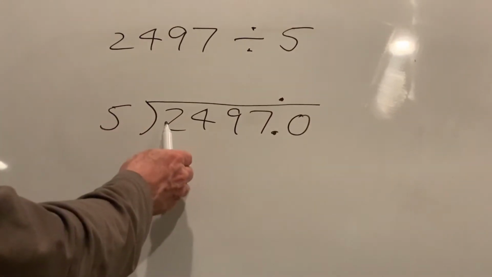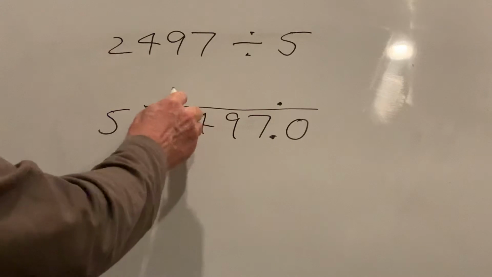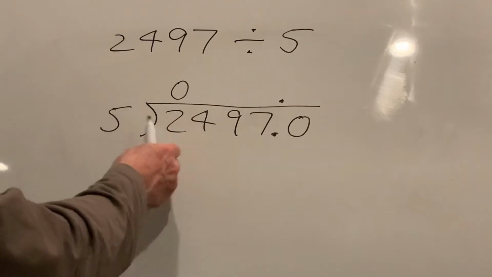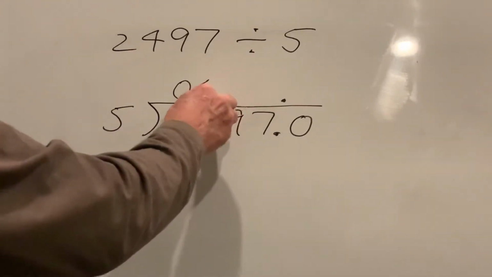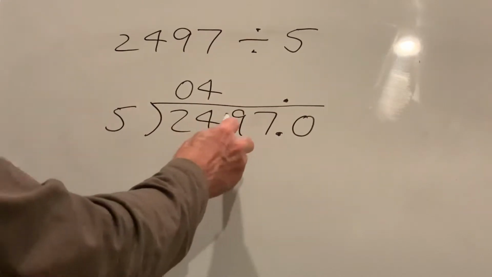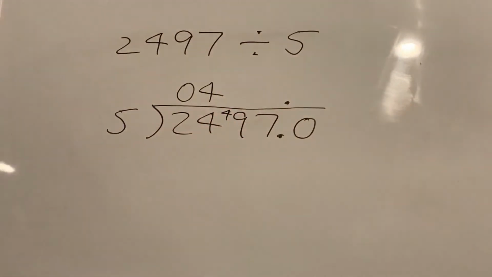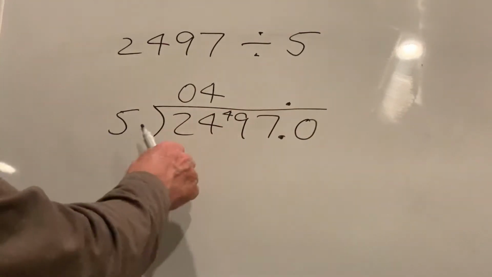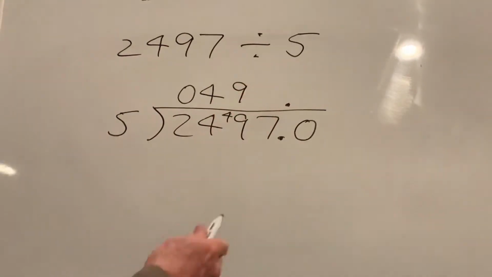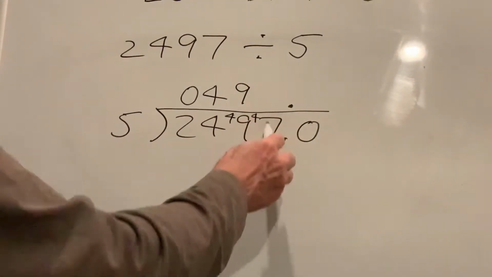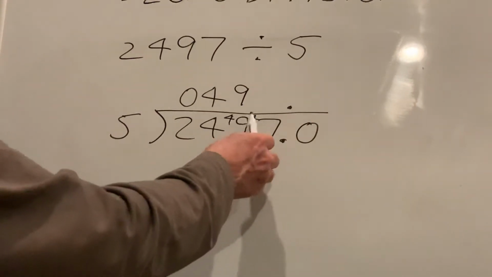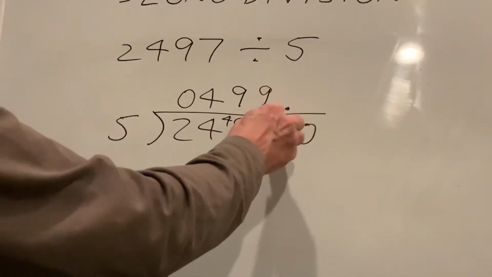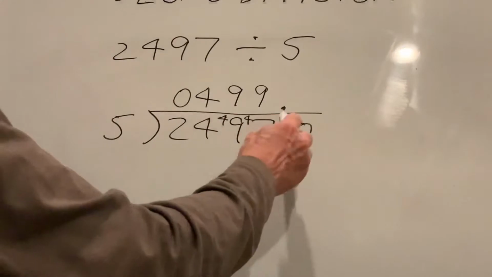5 into 2, just like we did last time, doesn't go. So we could put a 0 there if you like, it doesn't matter, you can put nothing. 5 into 24 goes 4 times, because 4 5s are 20, and there's 4 left over. 5 into 49, well 9 5s are 45, and there's 4 left over, because 45 from 49 leaves 4. 5 into 47, again, goes 9 times. 9 5s are 45, and there's 2 left over.